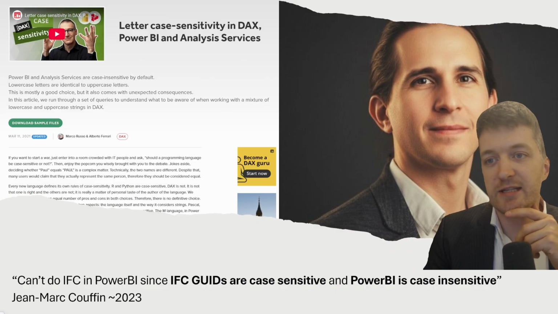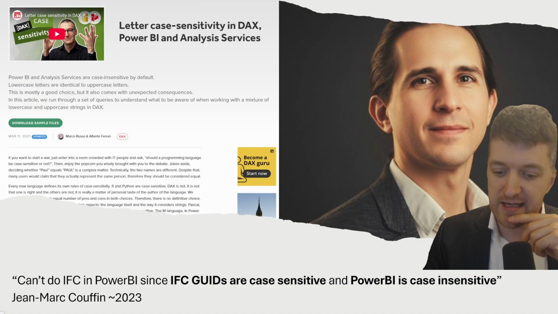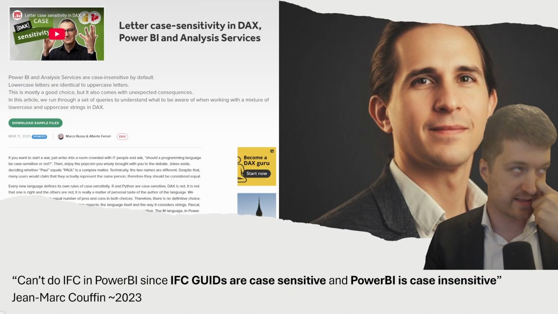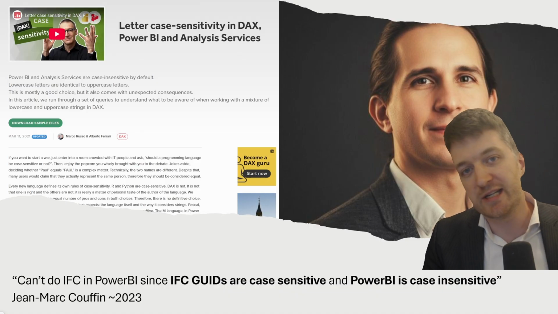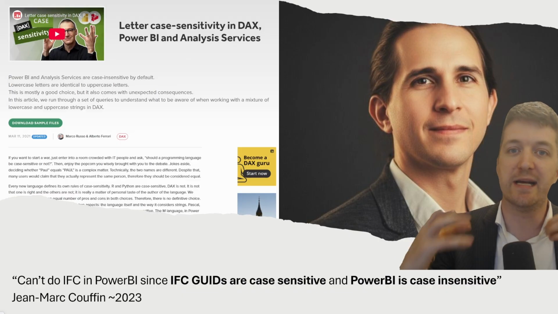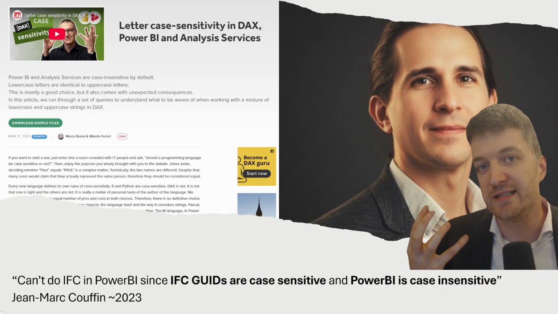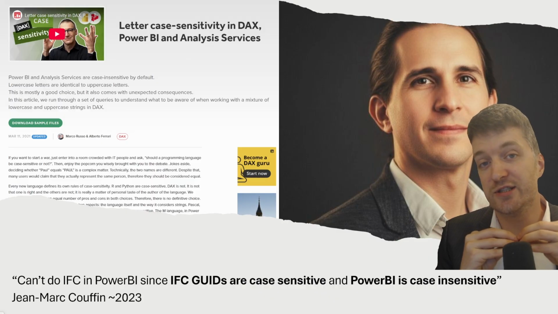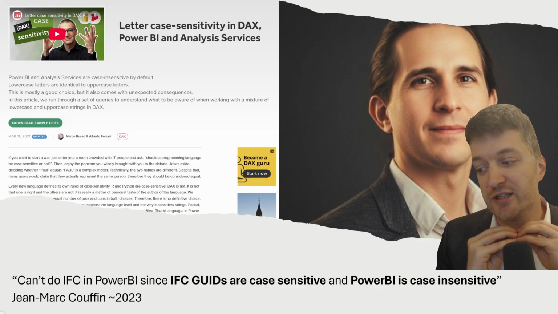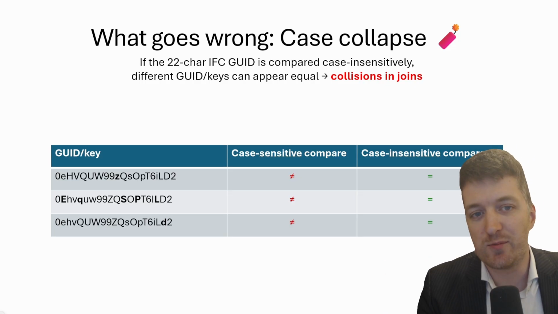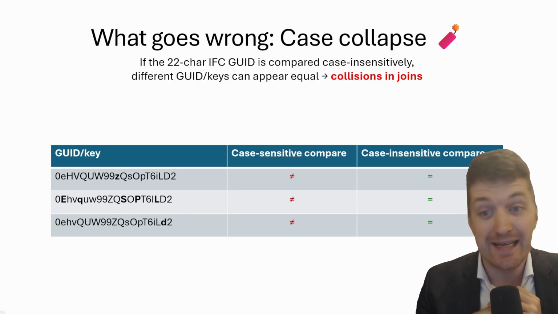But the issue of the IFC GUID is a bit more important because the IFC GUID is what's going to connect to your COBie document and to the Revit data and anywhere else where they're using the IFC GUID for the data connection. So it should be a perfect connection. So first, let's look at the problem. What do we mean when we say case collapse?